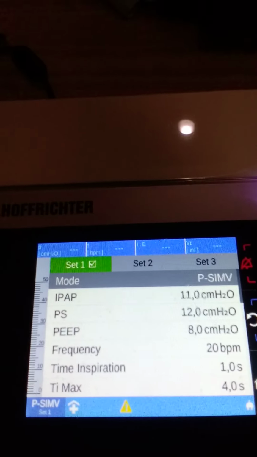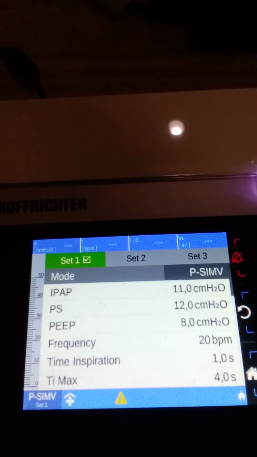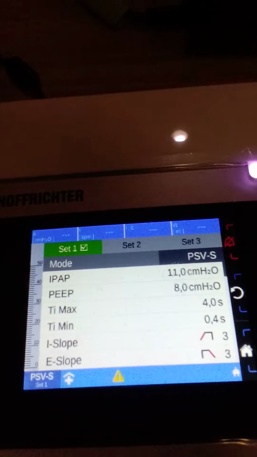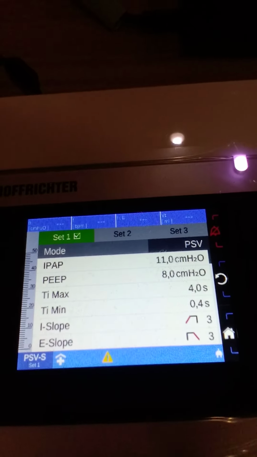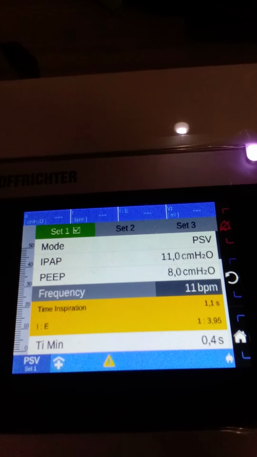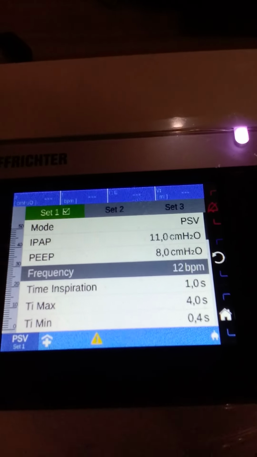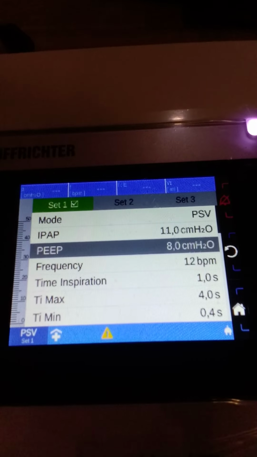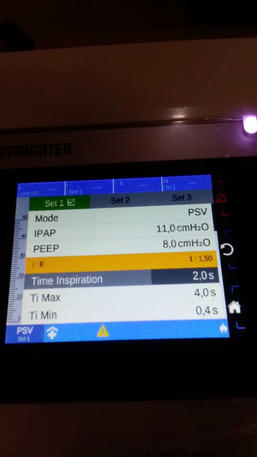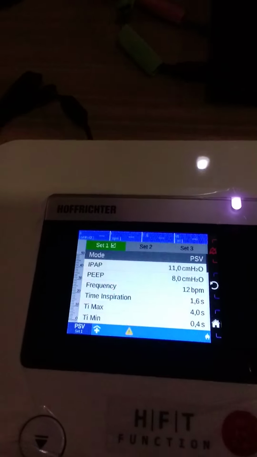So here is parameter. We are going to set S mode, no, not S, ST mode with backup rate of 12. Now we are going to start ventilation.